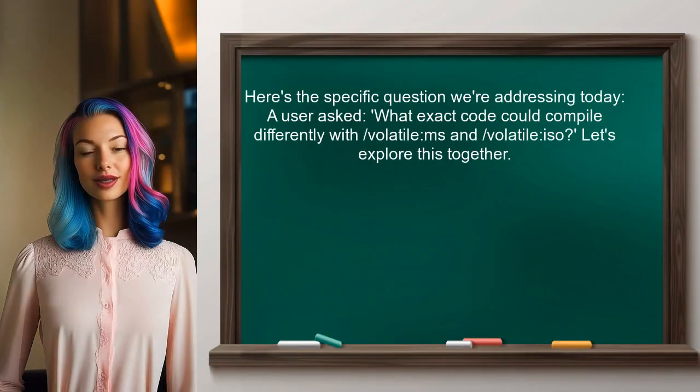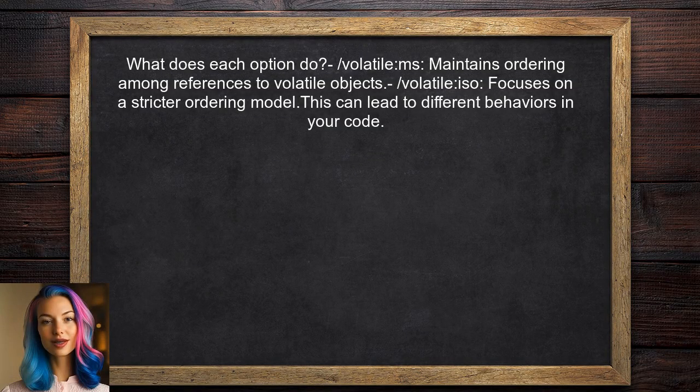Here's the specific question we're addressing today. A user asked, what exact code could compile differently with /volatile:ms and /volatile:iso? This is a great question that gets to the heart of how these options affect code execution. Let's explore this together. So what does each option do?